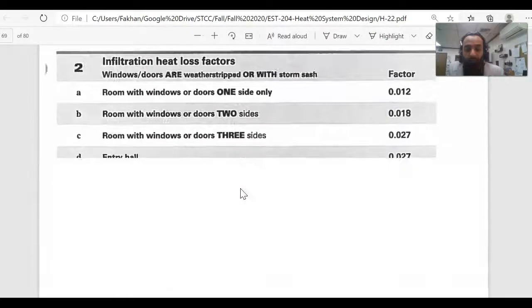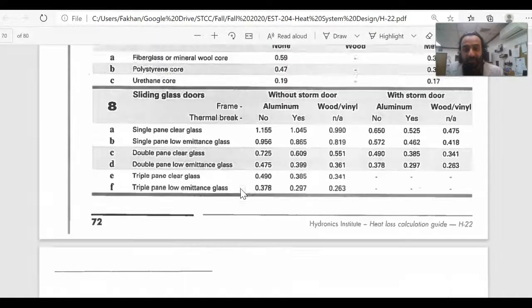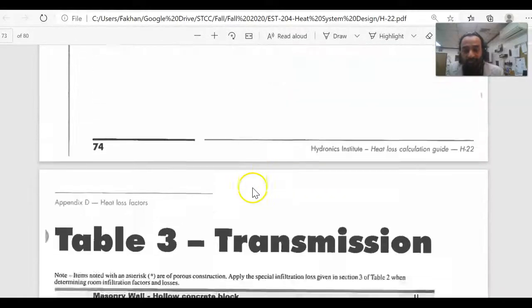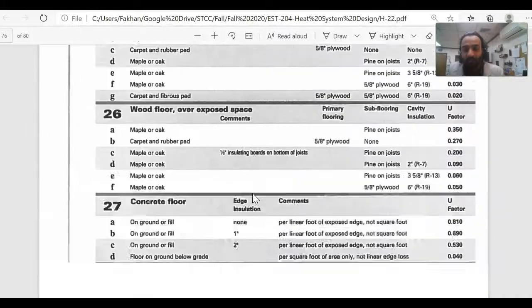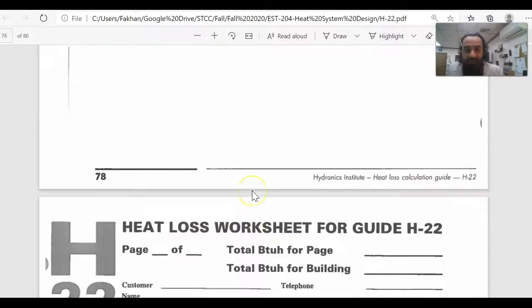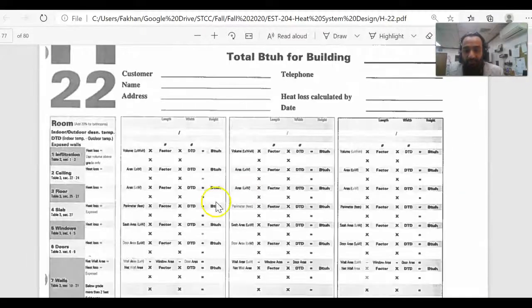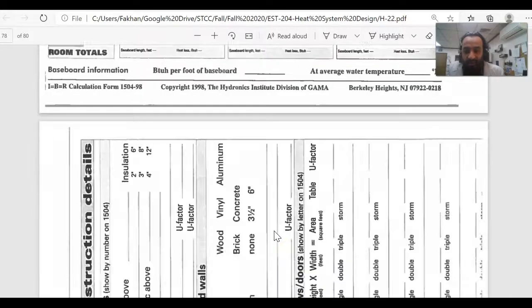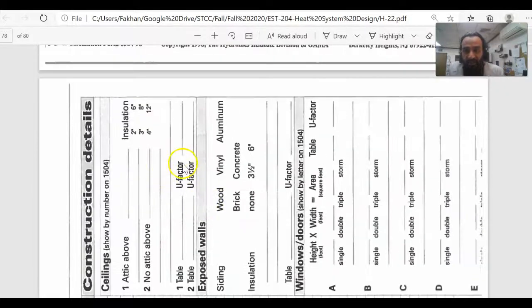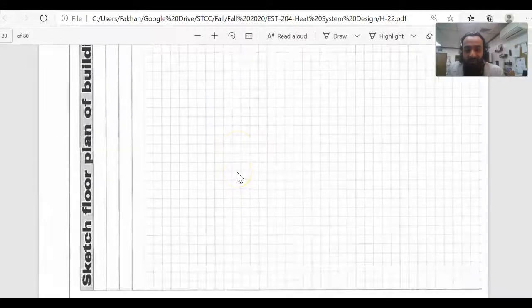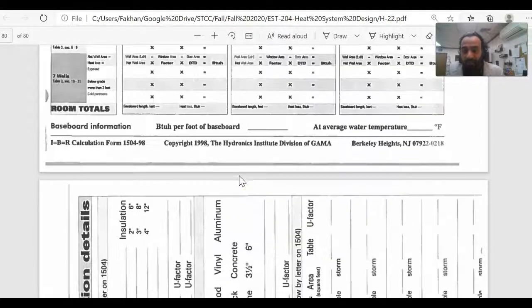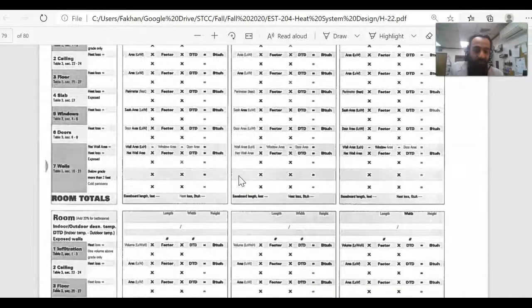Heat loss factor, infiltration, transmission. Give this a skim because it's very important to know where these things are located. What else? This is the table you can print out and fill in the blanks. You can have more than one sheet. Some of the material you can put in the back of the same sheet as well. Extra one over here. And that's it. That's the entire book. It has whatever you need to do a heat loss calculation for the entire house.